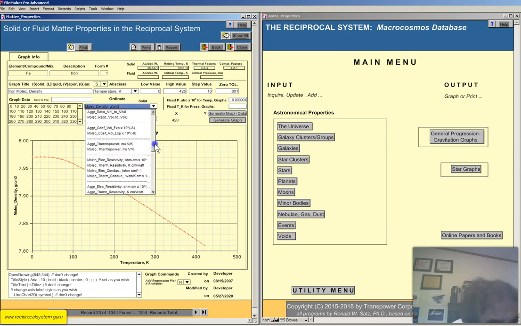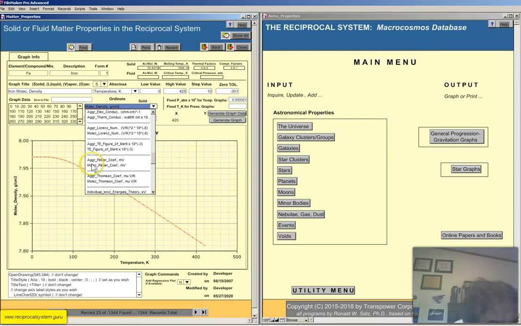Now again, you won't find any of these in any other theory of the universe. You just won't. We got resistivity, so we did all those. Aggregate Lorentz number and molecular Lorentz number, and those are the units. Aggregate thermoelectric figure of merit times 10 to the minus 3, and just a regular figure of merit.